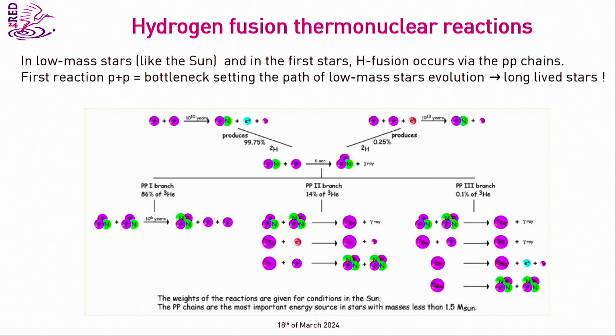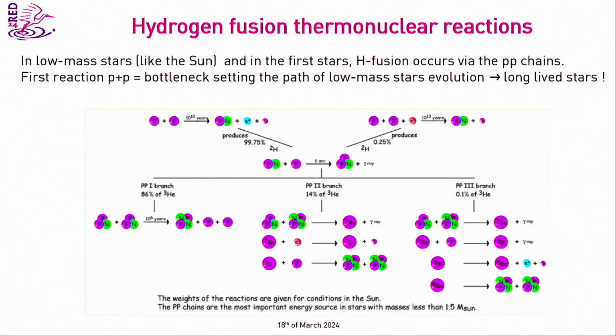But you cannot do it right away. You have to go through a series of reactions. And the first series of reactions, which happens at quite low temperatures, meaning temperatures of about 10 million degrees, 15 million degrees, is what's happening in the sun, and also in the first stars, because in the first stars, you just have hydrogen and helium, so you don't have another way to fuse hydrogen.